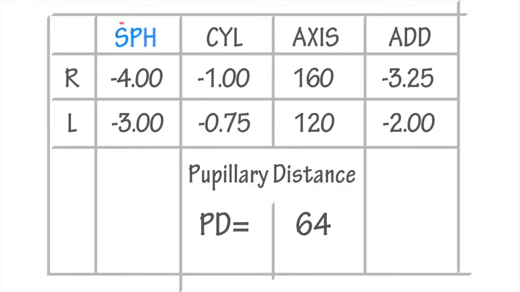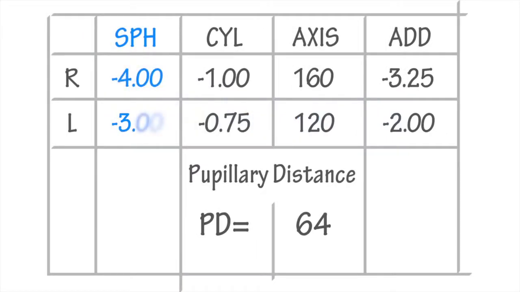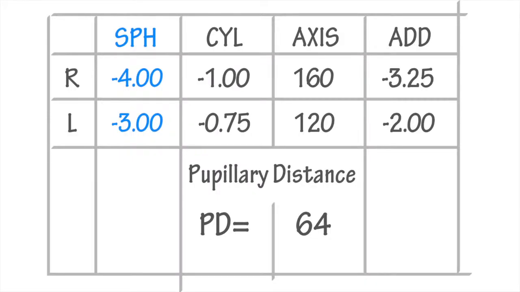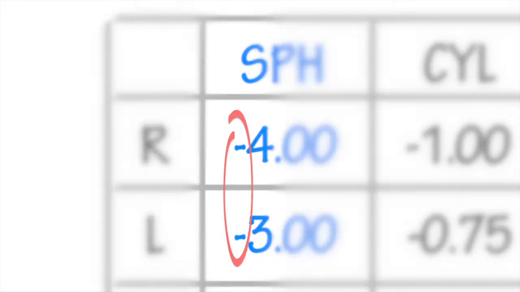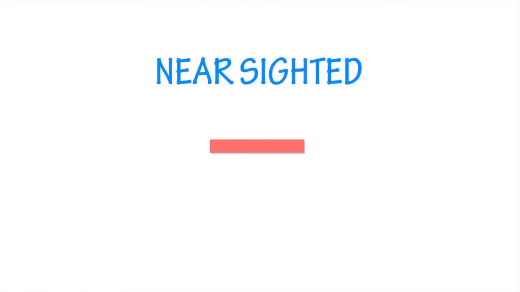Next we have SPH, which means spherical error. But don't be put off by the word error. All this simply means is how strong the lens needs to be to correct your vision. Below SPH, you'll see a plus sign or a negative sign, followed by a number. The plus sign means you're farsighted, and the negative sign means you're nearsighted. So SPH means spherical error, plus sign means you're farsighted, and negative sign means you're nearsighted.